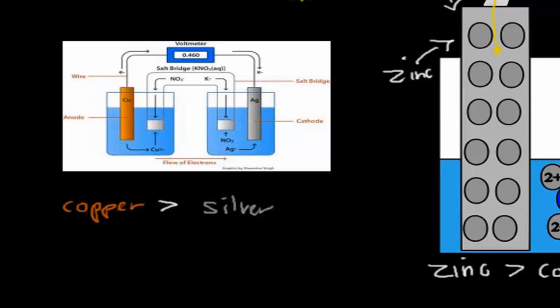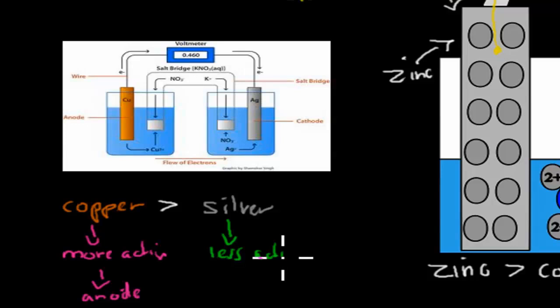Remember why? Because the anode is always a more active metal, so in this case the more active metal is copper, so this is more active, which makes it the anode. And silver is the less active, which makes it the cathode. So even though in the last example we had electrons go from zinc to copper, in this example we're going to have the electrons go from copper to silver. So that the silver is the cathode. And you would have your electricity go from copper through the wire and into silver.